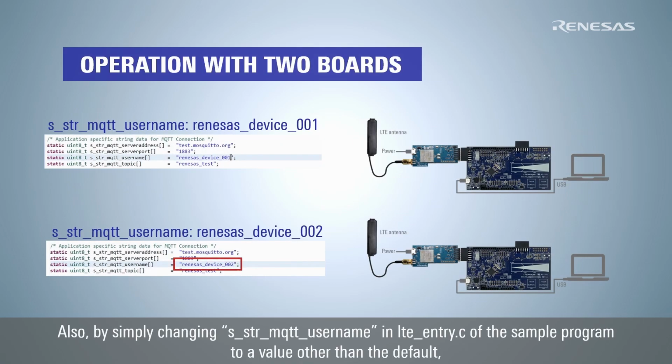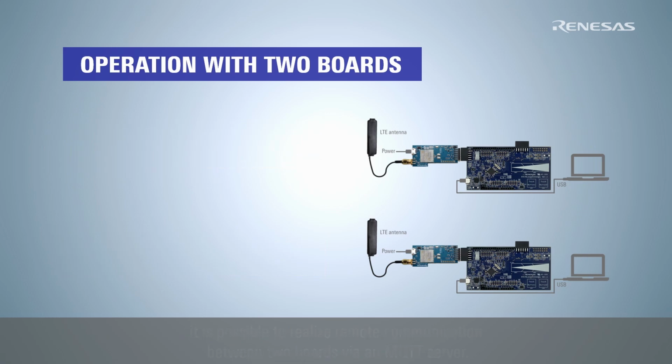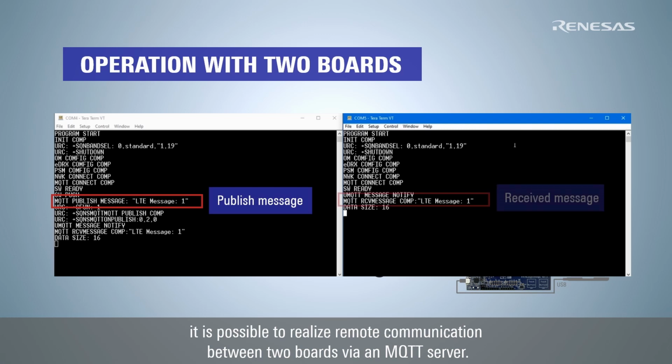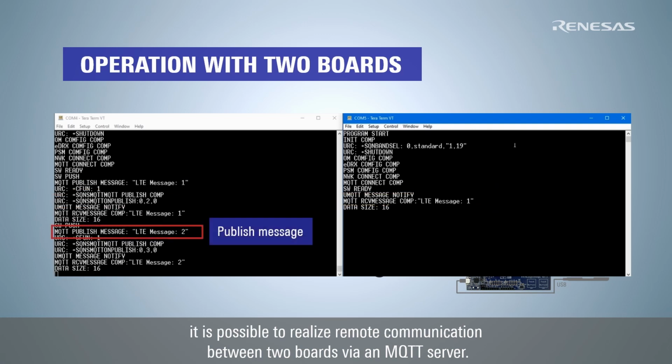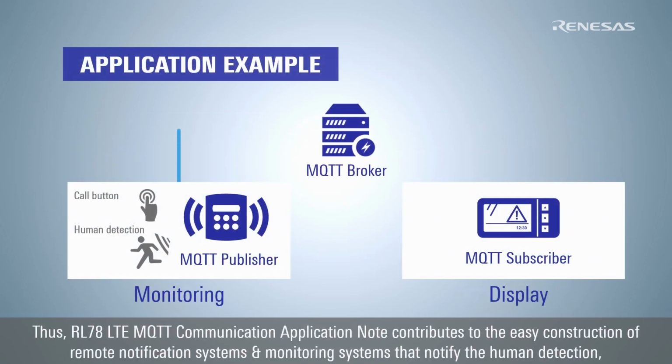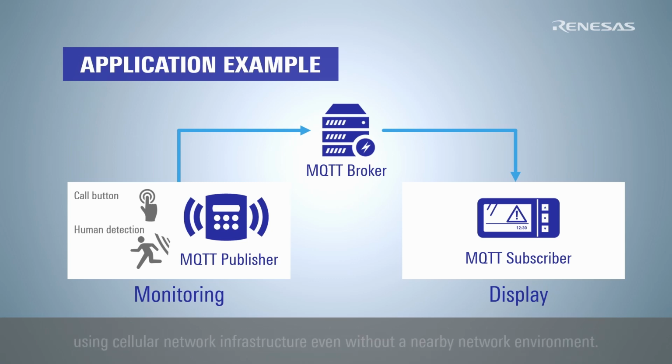Also, by simply changing SSTR MQTT Username in LTE entry.c of the sample program to a value other than the default, it is possible to realize remote communication between two boards via an MQTT server. Thus, the RL78 LTE MQTT Communication Application Note contributes to the easy construction of remote notification systems and monitoring systems that notify of human detection, using cellular network infrastructure even without a nearby network environment.